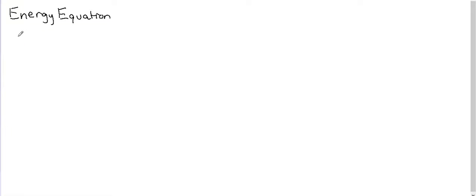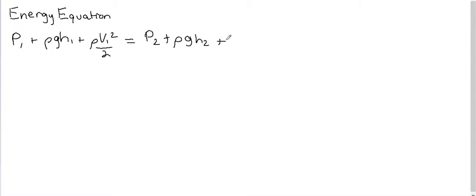If you're this far, you've probably already gotten to know what the Bernoulli equation is, and we're just going to write it here real quickly for your reference. It's the pressure at point 1 plus rho g h1 plus rho v1 squared divided by 2, and that's all at point 1, and that relates to what's going on at point 2: the pressure at point 2 plus rho g h2 plus rho v2 squared, that's velocity at point 2, divided by 2.